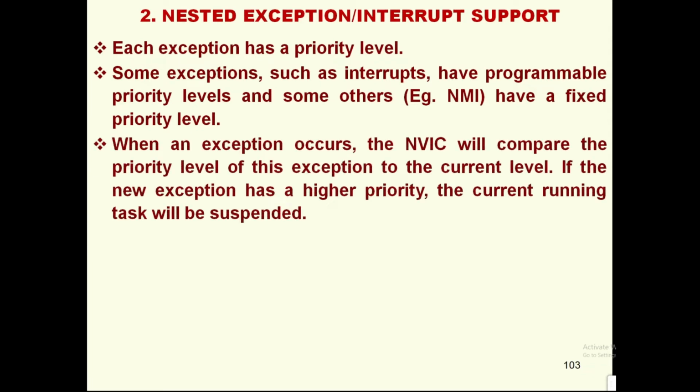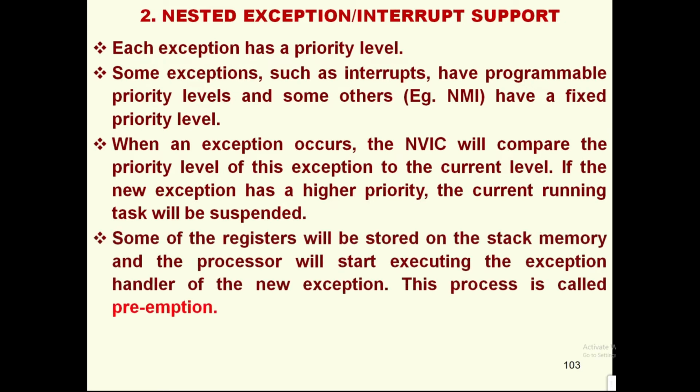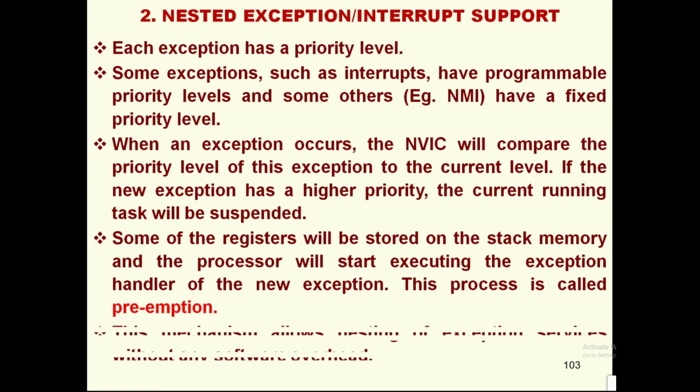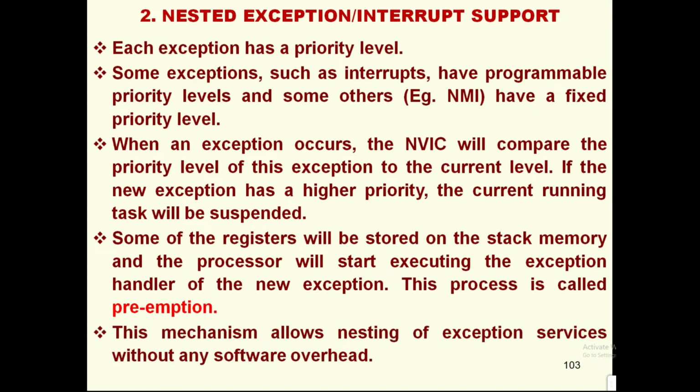When an exception occurs, the nested vector interrupt controller will compare the priority level of this exception to the current level. If the new exception has the higher priority, the current running task will be suspended. Some of the registers will be stored in the stack memory and the processor will start executing the exception handler of the new exception. This process is called preemption. This mechanism allows nesting of exception service without any software overhead.